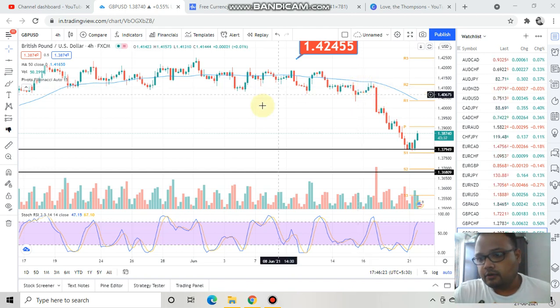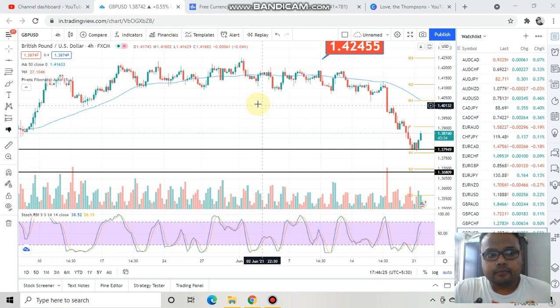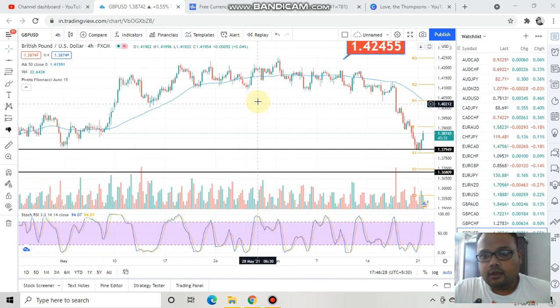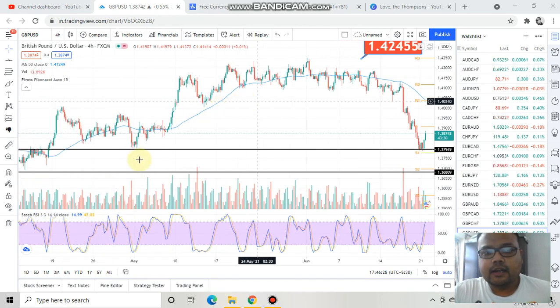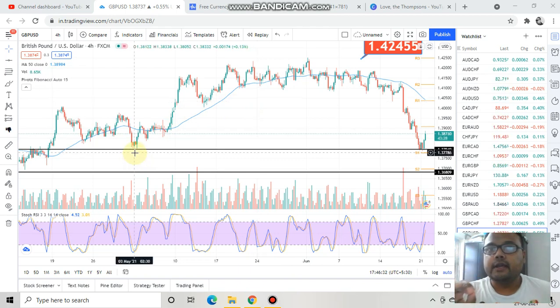And if I zoom out the chart, we can see that there was a small support here which market respected when market was falling in the previous week, and market was standing at the support. Yes, small support, but from this small support only market tried to bounce.